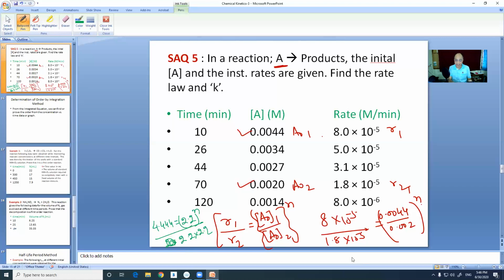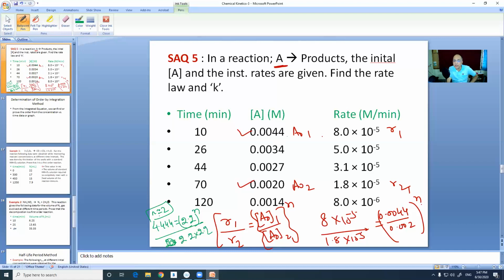Let me check again. 8 into 10 to the minus 5 is common, so 8 divided by 1.8 is 4.444. So approximately n is equal to 2. If you exactly find it out by taking the log of this, n log 2.2, find the value and take the antilog to find n, it will come 1.9 something, and you will round it up to the whole number.